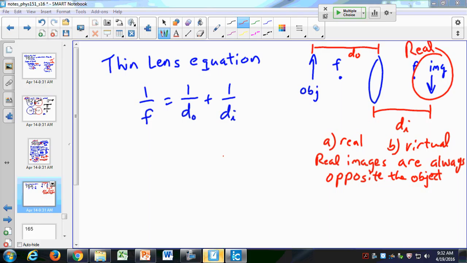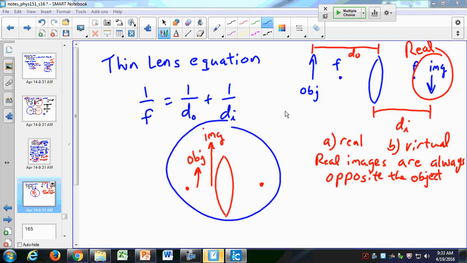What if I have a lens that looks like this? This is my object. My image, in this case, is right here. Is that a real or virtual image? It's a virtual image. Right, these are two different scenarios. This scenario here is like a magnifying glass. And this scenario over here is like a projector.